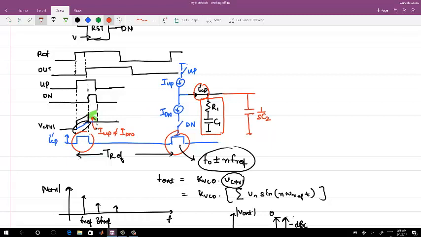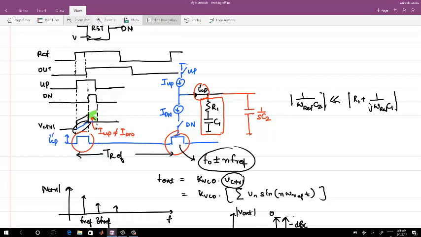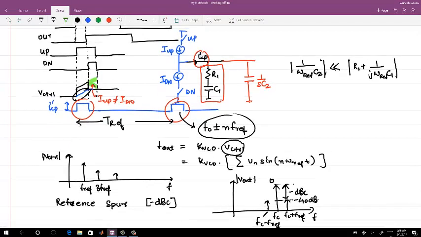So what we want from here, I am writing with some approximation, ideally is that the mod of 1 by omega ref times C2 should be much lesser than the mod of R1 plus 1 over j omega ref times C1. Okay. That makes sense, right?